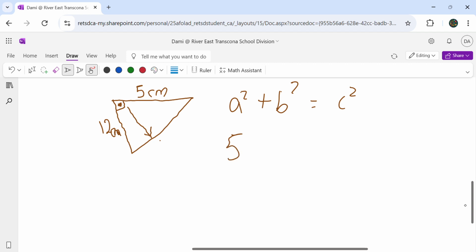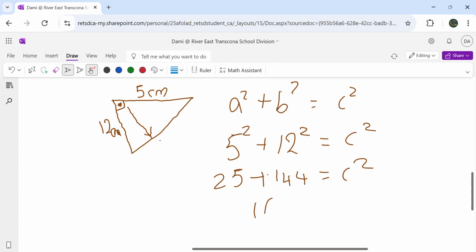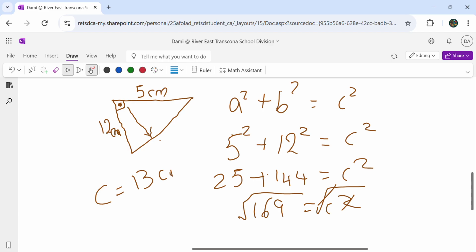So we have 5 squared plus 12 squared equals c squared. Then we have 25 plus 144 equals c squared, which is 169, equals c squared, square root both sides. It's the exact same question above, except this one was just with diagrams. And don't forget to put the unit of measurements.